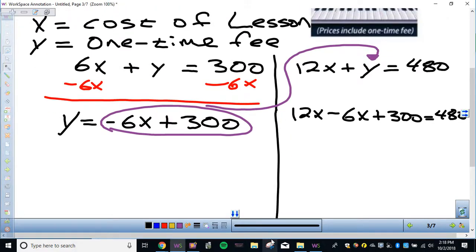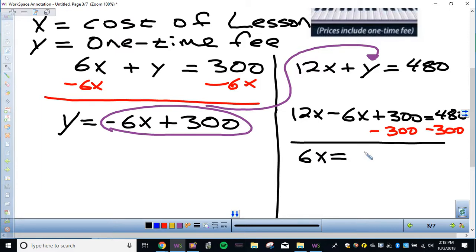So now I can continue to solve that equation on the right. What should I do, Will? We can do that. Subtract 300. What's another first step you could have done as well? Combine like terms. Good. Doesn't really matter which one you do first. I'm going to combine like terms as well. So I get 6x equals 180.